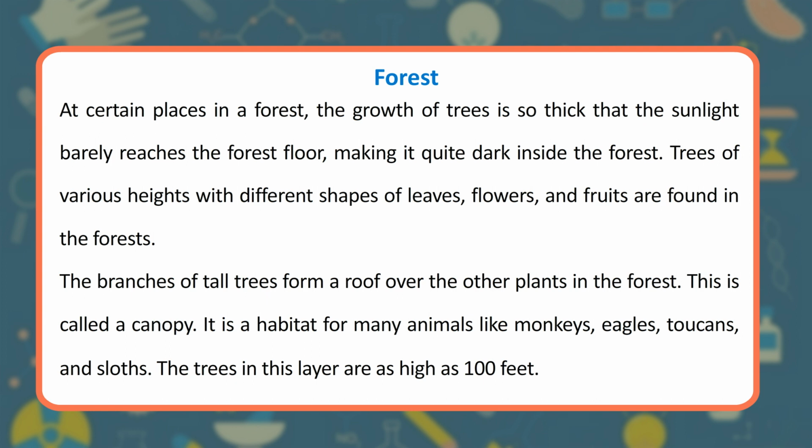Trees of various heights with different shapes of leaves, flowers, and fruits are found in the forests. The branches of tall trees form a roof over the other plants in the forest. This is called a canopy. It is a habitat for many animals like monkeys, eagles, toucans, and sloths. The trees in this layer are as high as 100 feet.